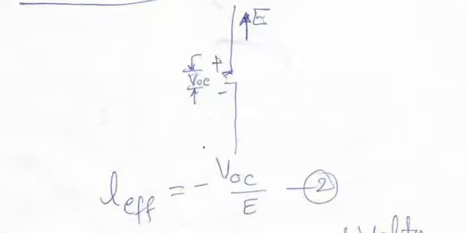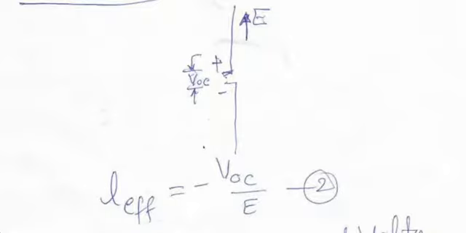So VOC with polarity shown, divided by E, and with a minus sign. The minus sign has been brought in to maintain the correct polarity definitions. It does not mean length will be negative. Effective length will not be negative. In receive antennas, effective length is defined as shown by equation 2, minus VOC by E.